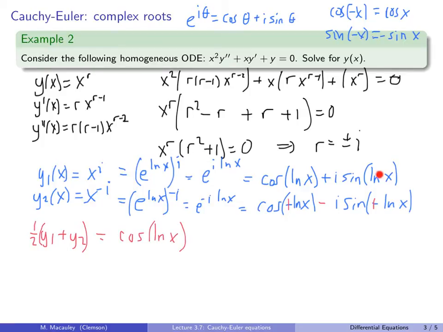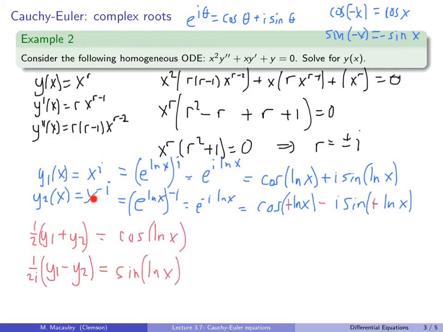And similarly, if we subtract these two, y1 minus y2, let me fix it a little bit. y1 minus y2, what's that going to be? That's going to be 2i sine of natural log of x. So let's divide by 2i to get rid of that. So this is sine of the natural log of x.